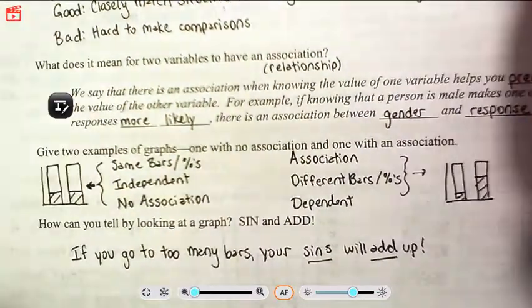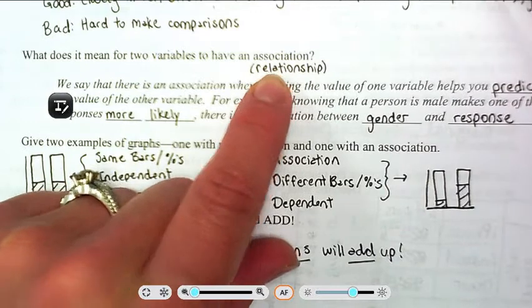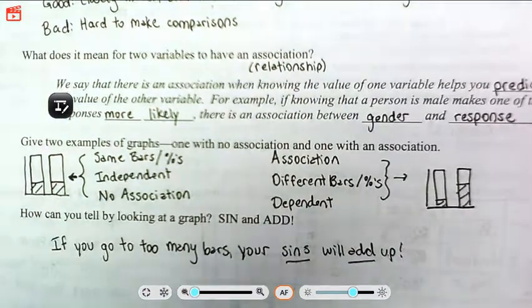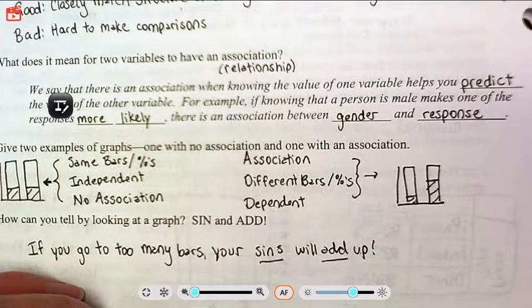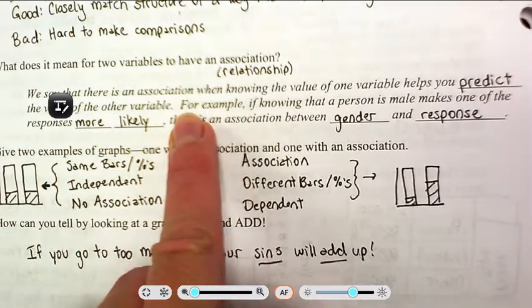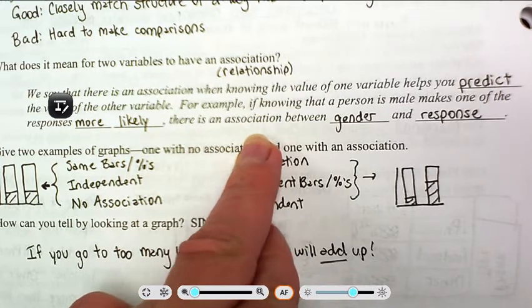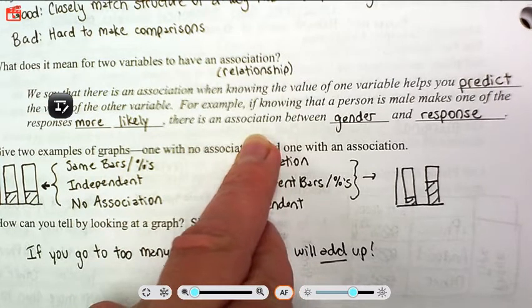What does it mean for two variables to have an association? It's the same thing as two variables having a relationship. We say that there is an association when knowing the value of one variable helps you predict the value of the other variable. For example, if knowing that a person is male makes one of the responses more likely, there is an association between gender and response.